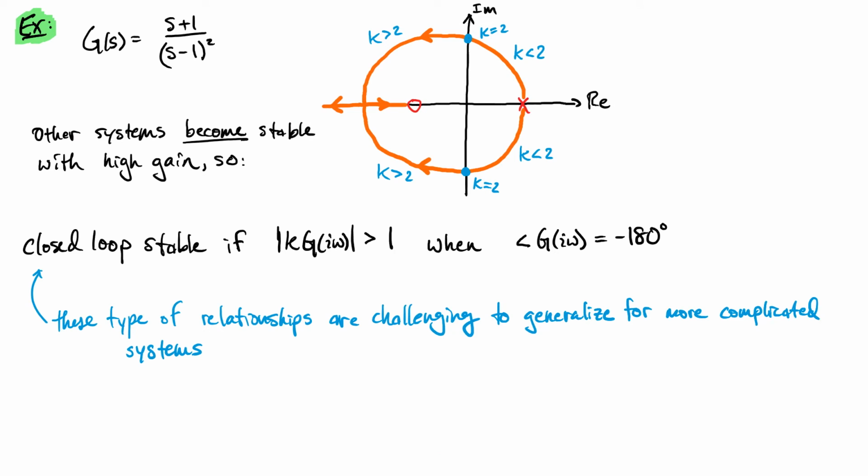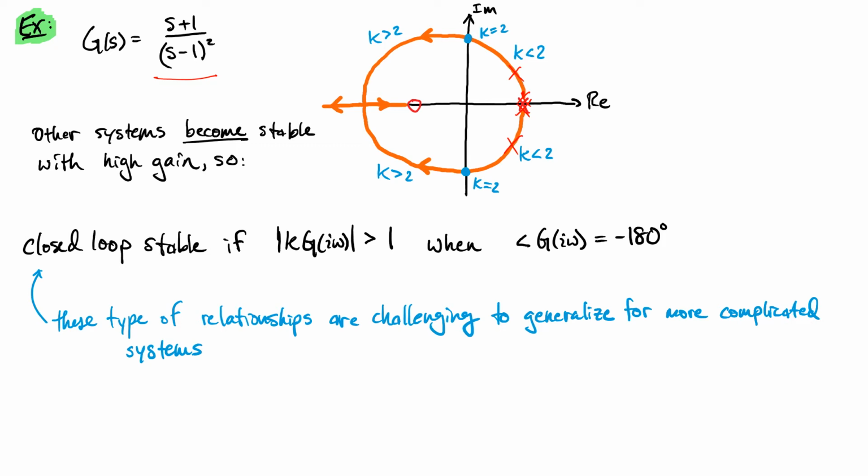Unfortunately, systems are not always quite that simple. This is an example of a system that has poles in the right half plane, so it's an unstable open loop system. So we have two poles here at +2. And what that means is when k is small, you're going to have closed loop poles in the right half plane. So it's going to be unstable.